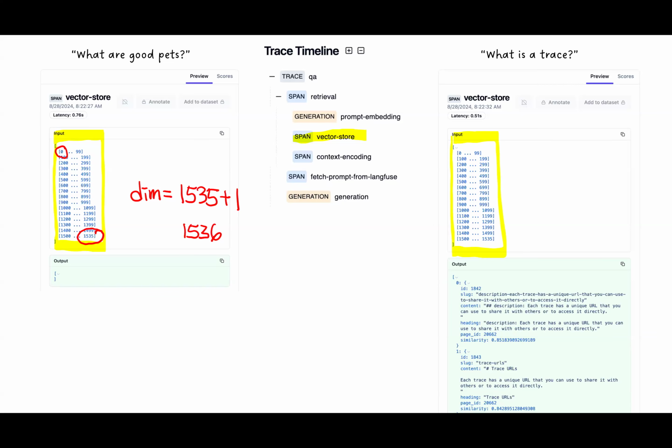In this case, for "who are good pets", let's talk about retrieval. Nothing got retrieved. For "what is a trace", it's irrelevant to the Langfuse documentation. So in a database which has stored a lot of documents, it will be able to retrieve something like this. You can already see the difference. Then let's look at the next step.